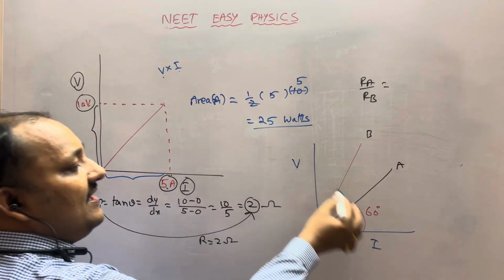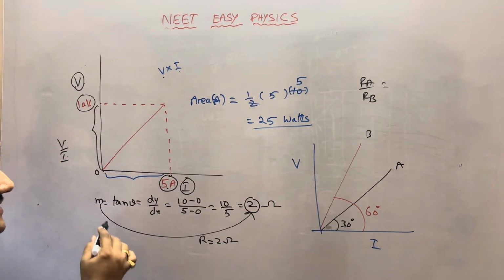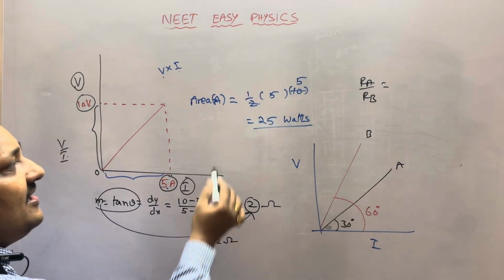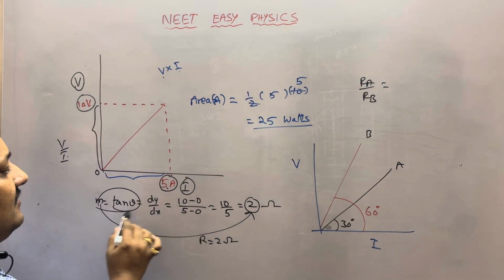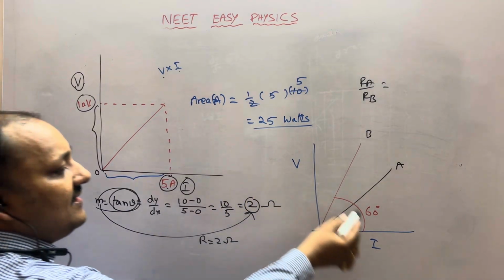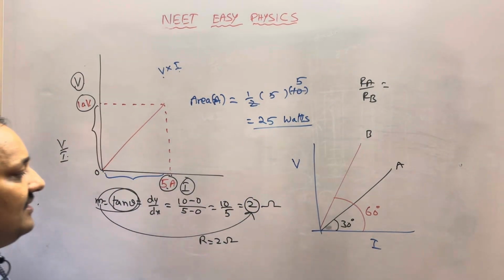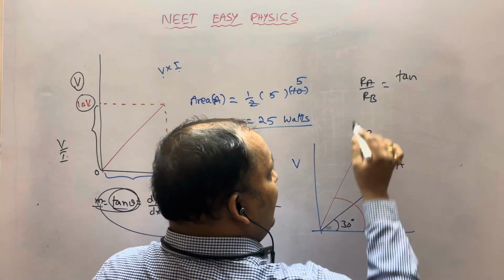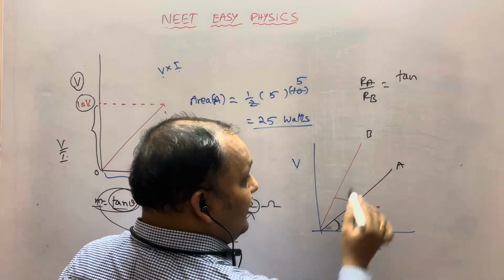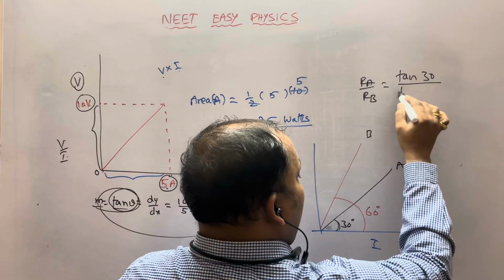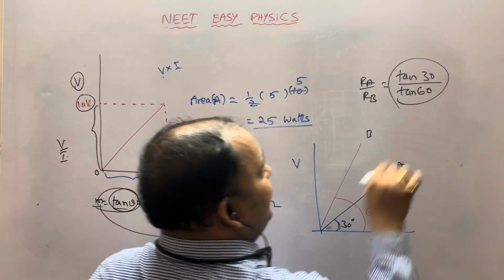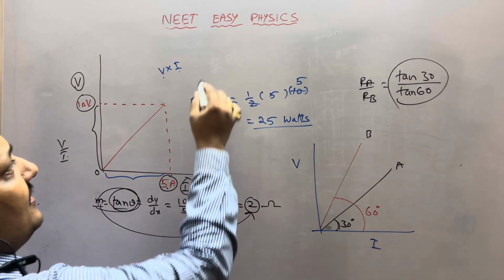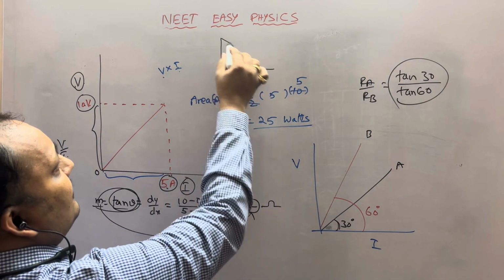So whenever they give a VI graph, the slope of that VI graph means V by I. V by I gives resistance. Therefore, here there is no V, there is no I. In terms of theta they gave. Therefore, you have to take m as tan theta. So RA by RB is tan 30 by tan 60. So just substitute the tan 30, tan 60 values, as I already gave how to remember those values.